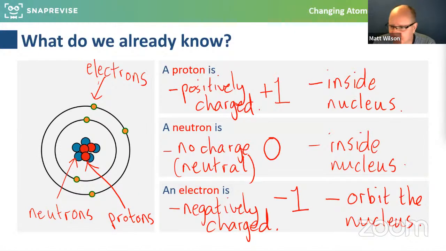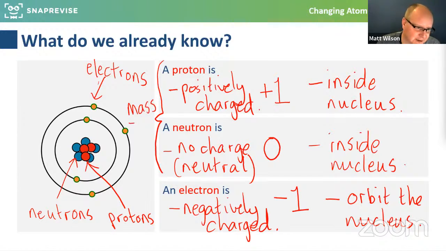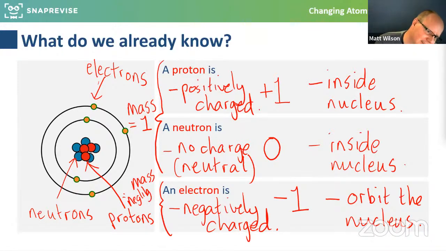Yep, relative charge of -1. Thanks, Eugenia. And what Eugenia has added is that protons and neutrons have a relative mass equal to 1. And for an electron, the mass is often considered to be negligible. My apologies, you can read my scribbling there.